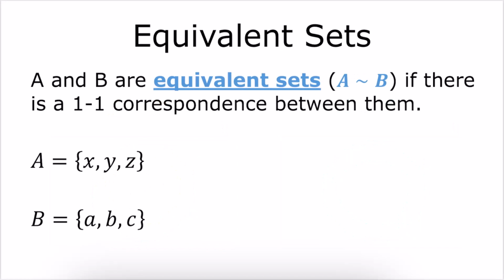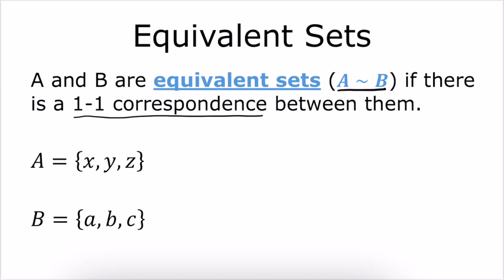Another relationship that we talk about between sets is the idea of equivalent sets. So equivalent sets are different than equal sets. And we write them with this little squiggly symbol. Basically, two sets are going to be equivalent if there's a one-to-one correspondence between them. So what it means to have a one-to-one correspondence is that the elements of the set can be matched up so that each element is matched to exactly one element in the other set.